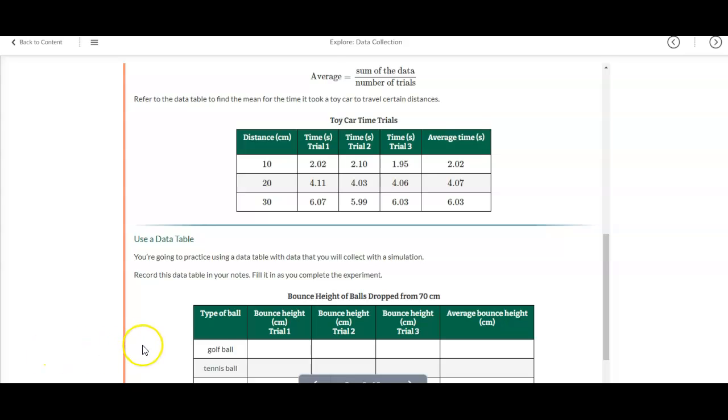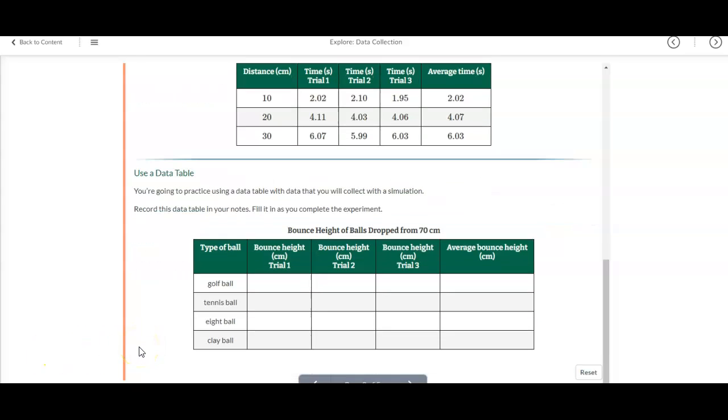All right, so next, using a data table. You're going to practice using a data table with data that you will collect with a simulation. So record this data table in your notes and fill it in as you complete the experiment. This is very helpful because you will be doing something like this in your lab coming up. So you've got 3 types of balls and you're going to drop them from a specific height. It shows 70 centimeters and you're going to measure how high the ball bounces. So this is something that you could do. It's in a simulation, so you do not need to go find all of these different types of balls.